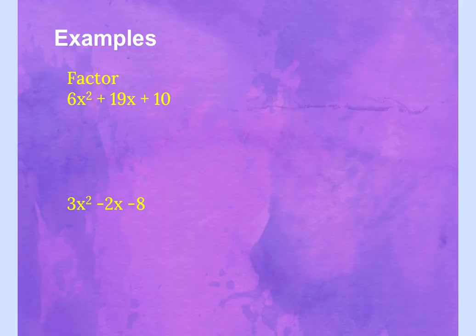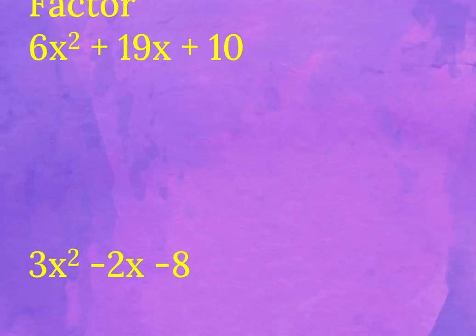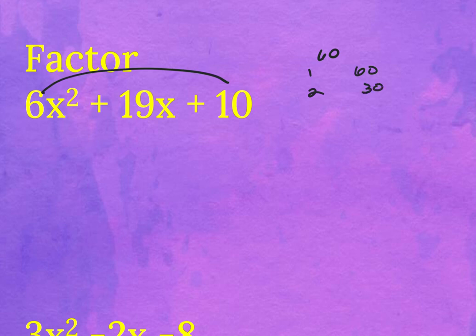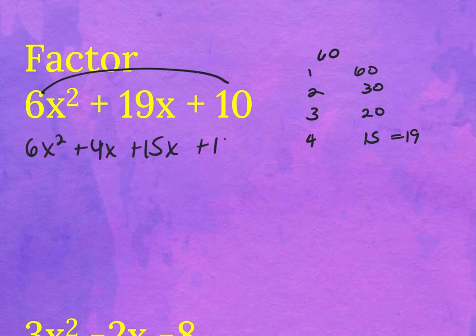Okay, last slide, and then we'll save the last one for tomorrow. All right, so the first one, we'll do first and last. 6 times 10 would be 60. Factors of 60 that sum to 19, all positive. 1 and 60. 2 and 30. 3, 20. 4, 15. That's the one that works. 6x squared plus 4x plus 15x plus 10.